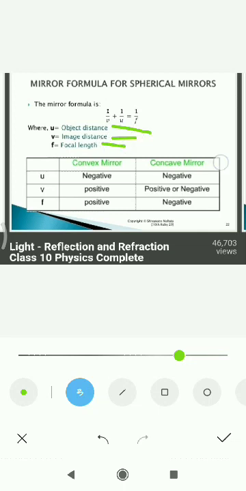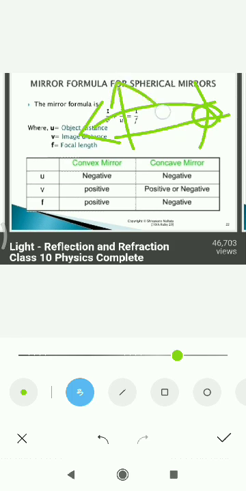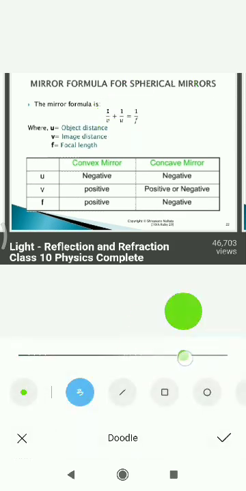So u is negative for both the concave and the convex mirror. That means the object distance is always negative, because from the origin, which is the mirror, you go to this side. V is positive for the convex mirror. For the convex mirror it is always positive.